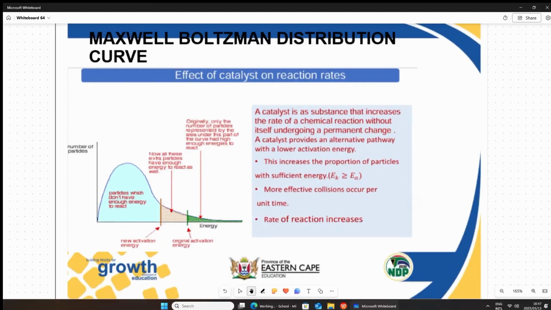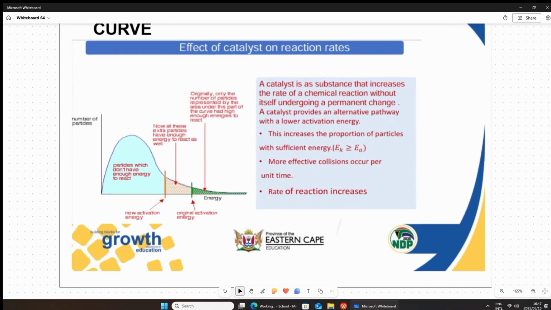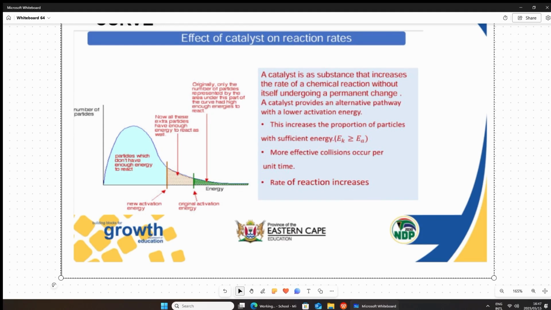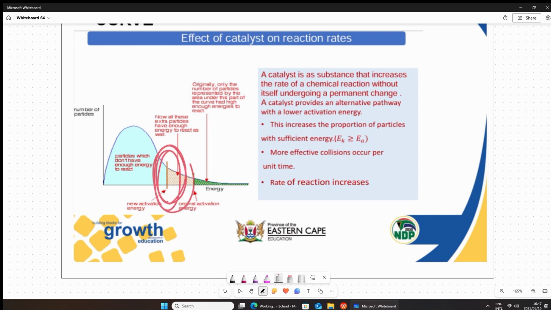Explaining the effect of a catalyst using the Maxwell-Boltzmann distribution curve. The effect of a catalyst means we have a new, lowered activation energy. If the catalyst is there, the activation energy will be lowered. As this is the energy, if you move from left to right, it increases. So when you bring a catalyst in, the activation energy will now start at this point.